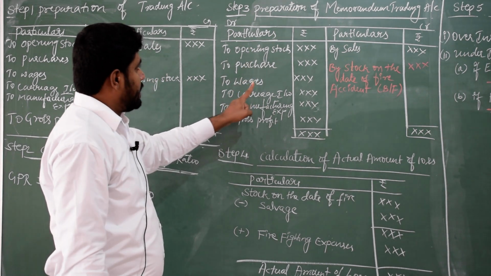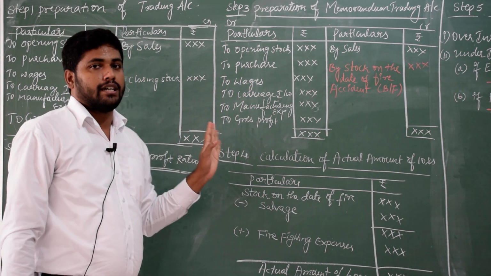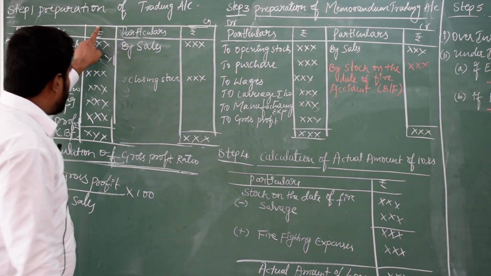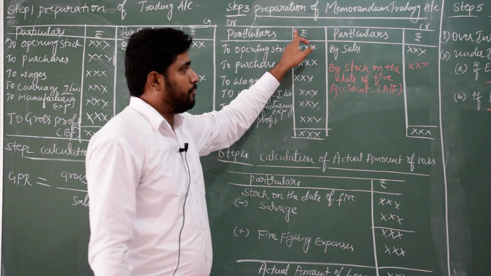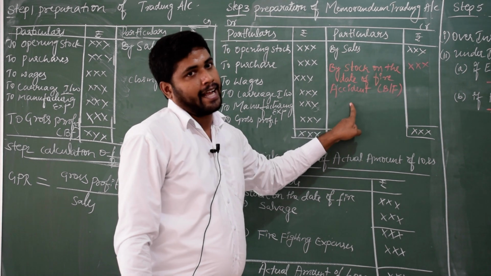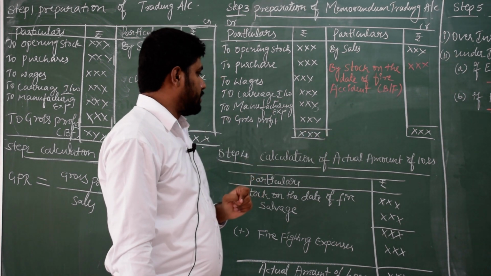This memorandum trading account and trading account both are very similar. The only difference is the trading account is prepared to find out gross profit and the memorandum trading account is prepared to find out stock on the date of fire accident or closing stock.